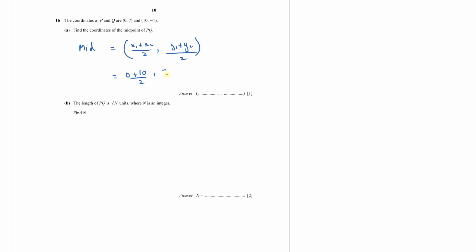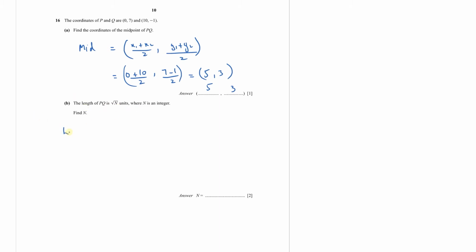So this will become 7 minus 1 over 2. 10 over 2 is 5, and 7 minus 1 is 6, and 6 over 2 is 3. So these are the coordinates of the midpoint: 5 and 3. The length of PQ is the square root of n, where n is an integer.